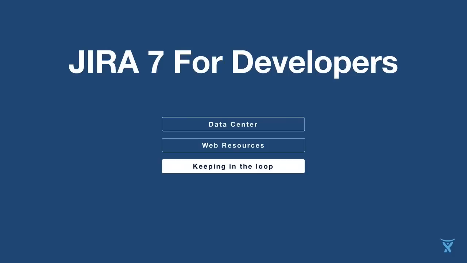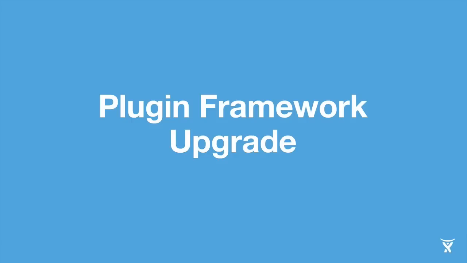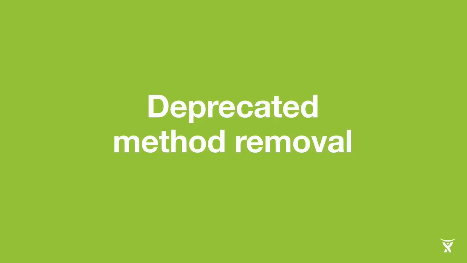So I've talked a little bit about data center and web resources, but there's a number of changes coming up in JIRA 7, some of which we can talk about in hand-wavy kind of terms, like Bartek was talking about for the new versions page, and some of which we can go into intricate detail. For example, we're looking at doing an upgrade of the plugin framework. As part of that, there will be a number of changes that you will need to make to your P2 add-ons to be able to support the new versions of the plugin framework. There's also going to be a large amount of deprecated method removal.